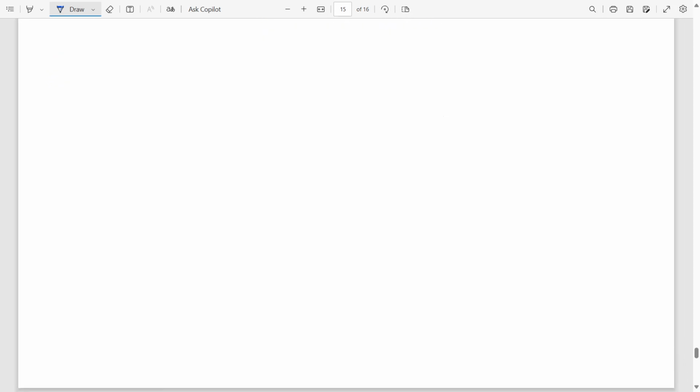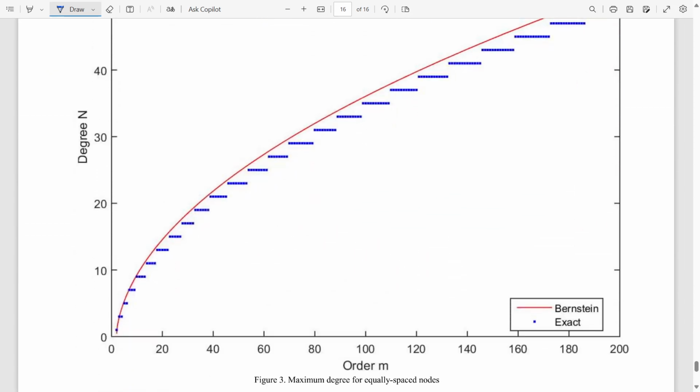Now in figure 3 here, we're going to plot the exact maximum degree for a quadrature formula with weight function omega of x equals 1 and n equally spaced nodes, including limits of integration. As in figure 2, we can see that the actual bound on n is pretty close to the Bernstein bound, at least for small m.